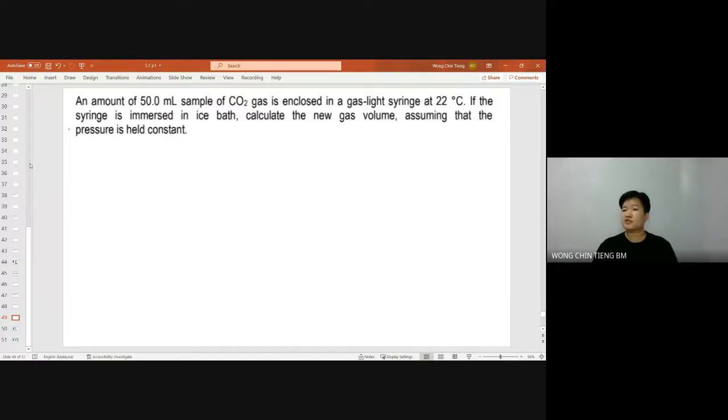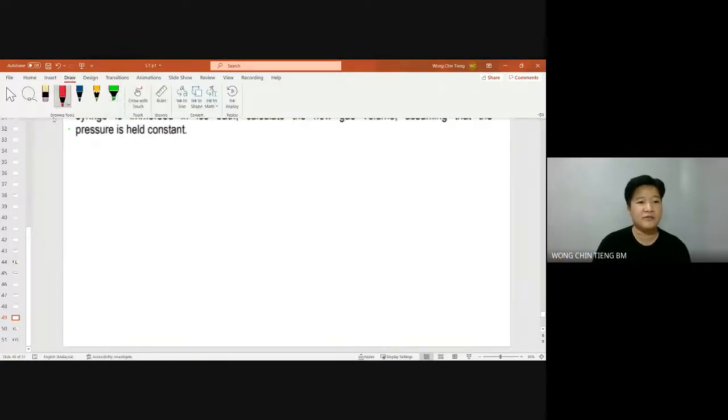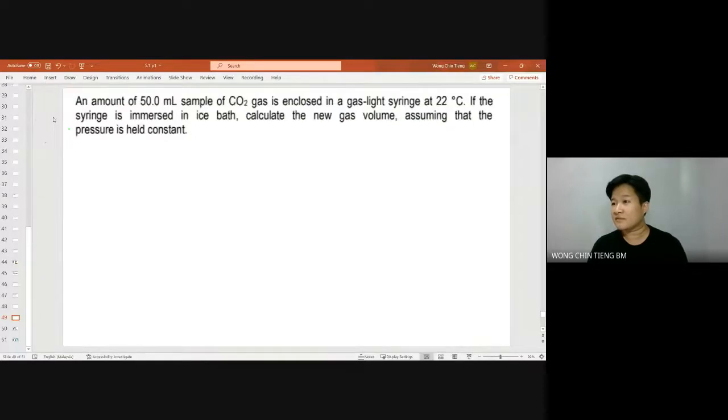Okay, my question. Boyle's law, Charles's law, Avogadro's law, combined gas law, ideal gas law. Which one should we use? Anyone? Except Nawash. Charles's law. Charles's law. Agree? Agree? Fiza?